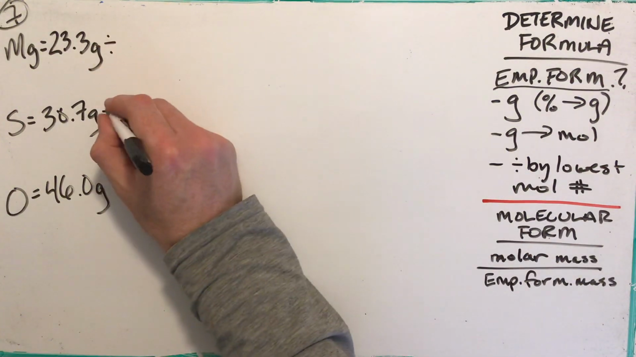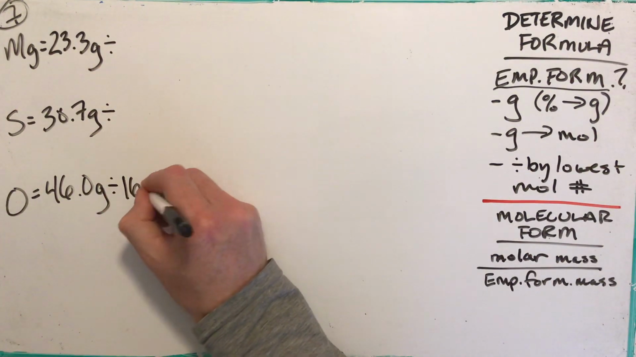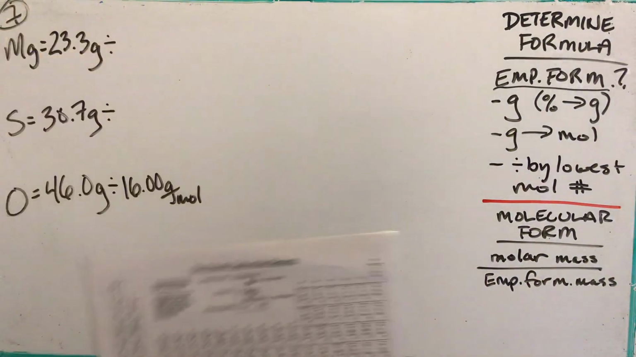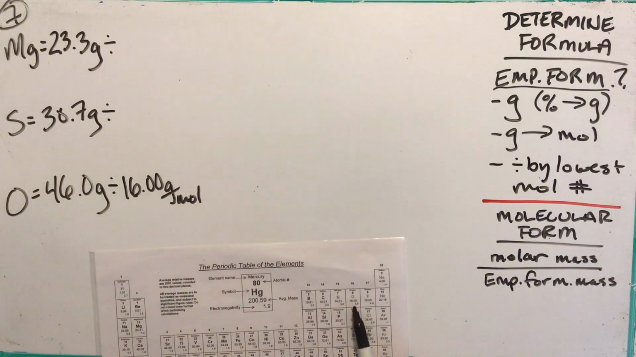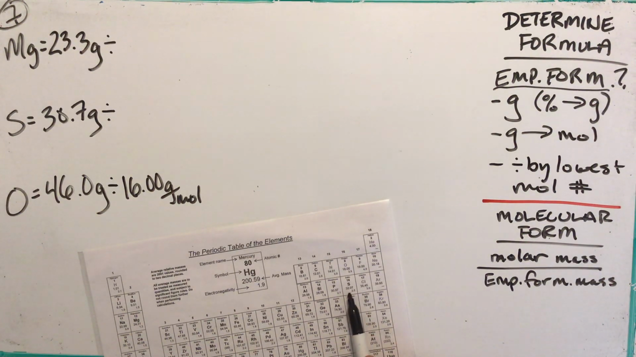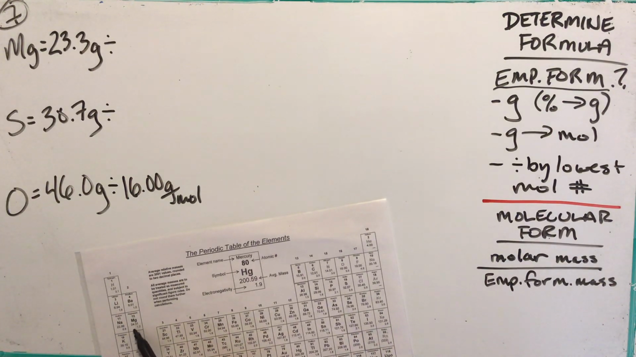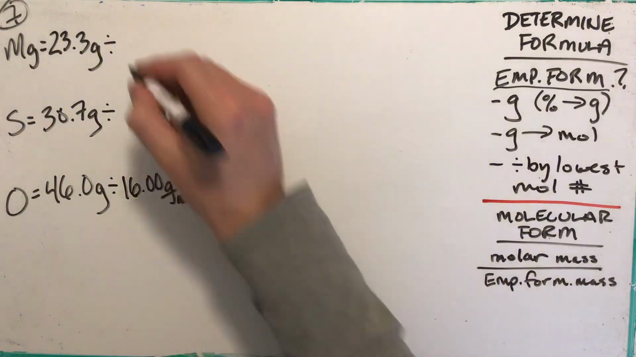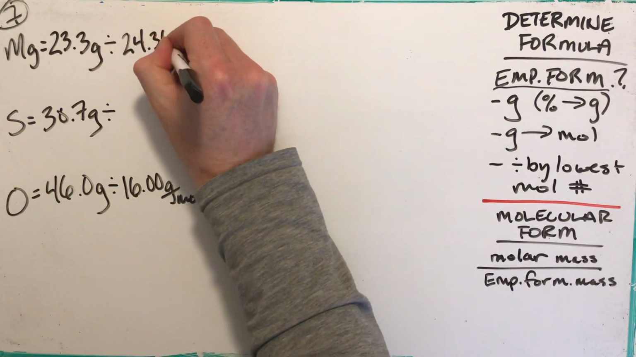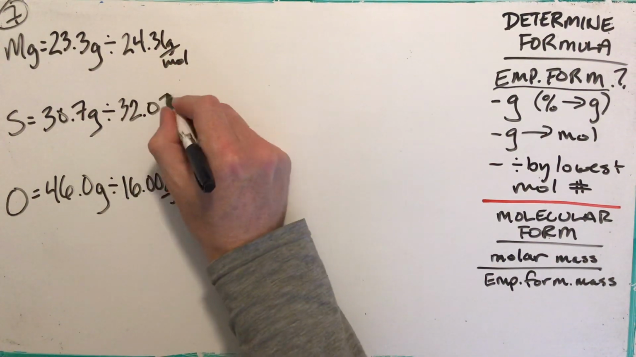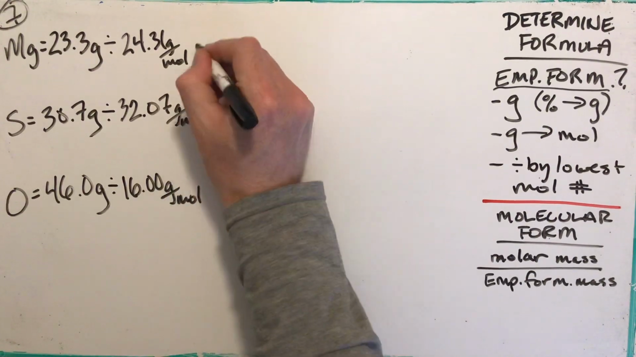And this is where the periodic table comes into play, because we're going to divide by the molar mass of each element. So for oxygen, it's 16, because oxygen on the periodic table has an atomic mass of 16. It's also its molar mass, so it's 16 grams per mole. Sulfur is 32.07, and magnesium is 24.31. So that's why we need our periodic table for this step right here. So 24.31 grams per mole and 32.07 grams per mole.